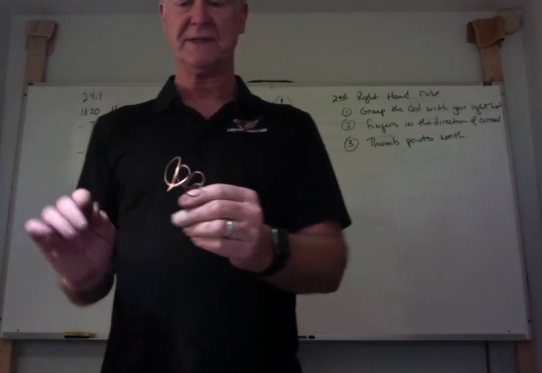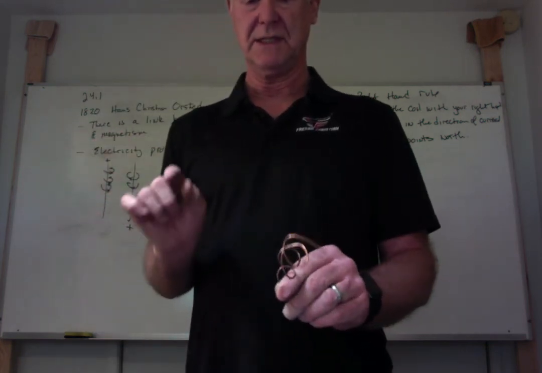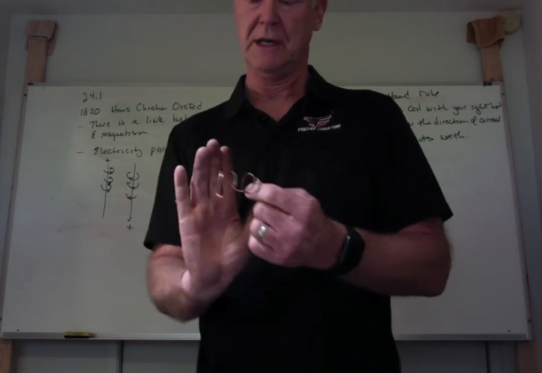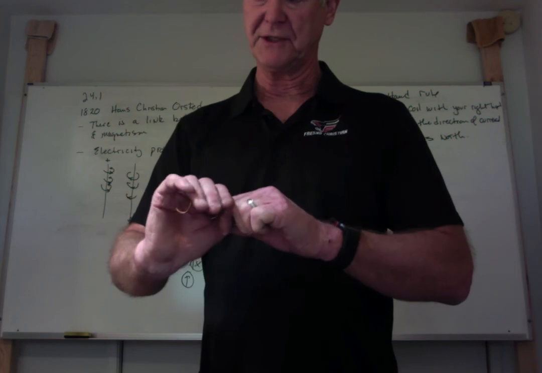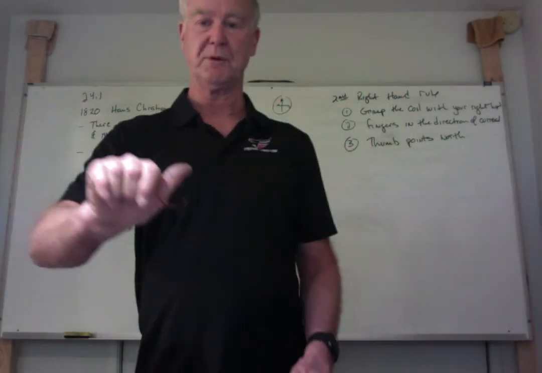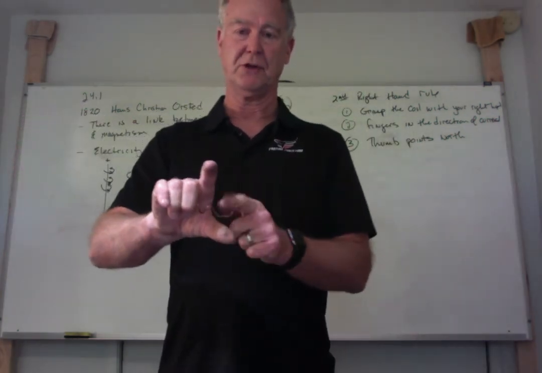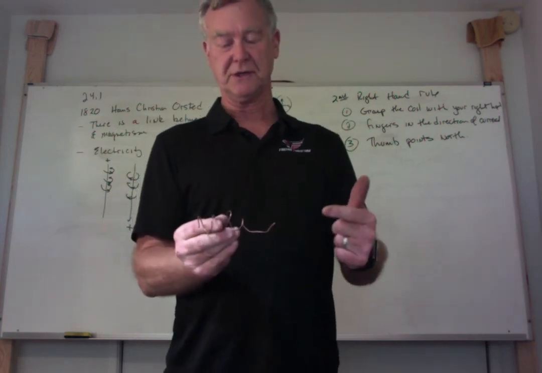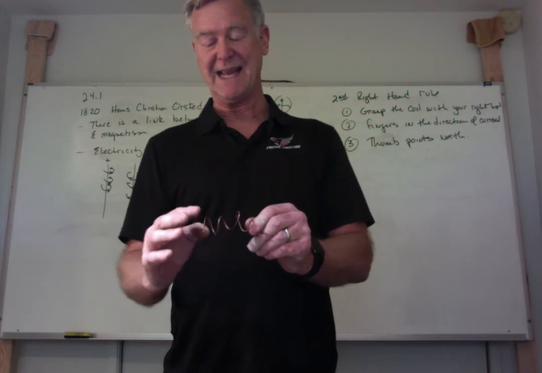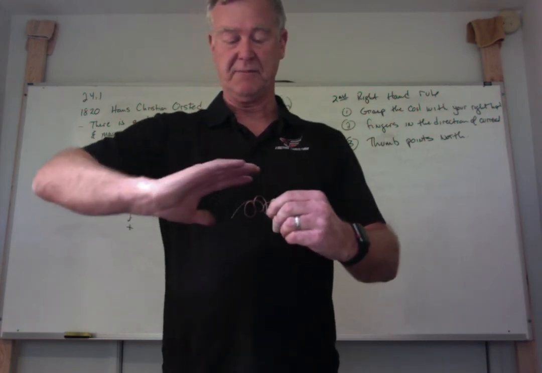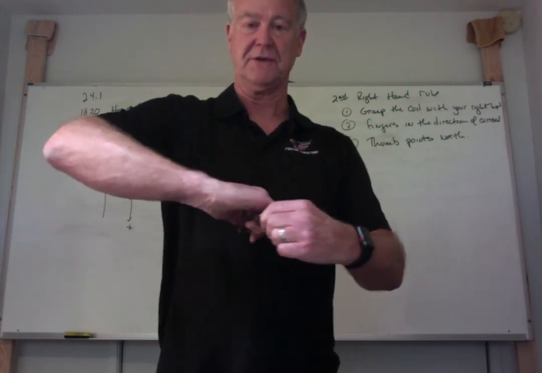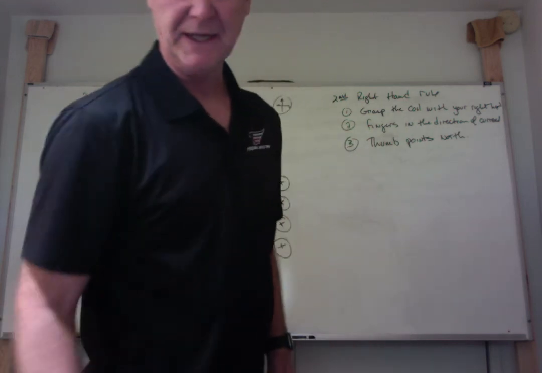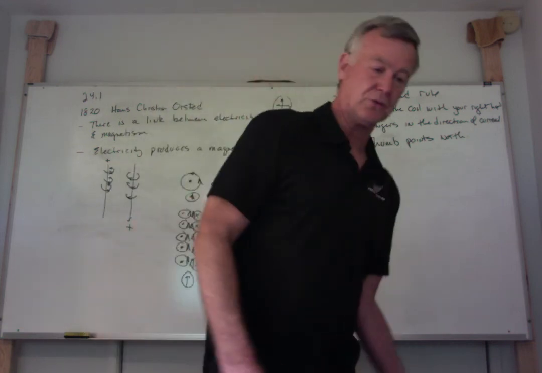What I would do is I would say which way is current flowing. If this is positive here, then the current is going to be flowing this direction, and my thumb would point north. So this end of the coil would be the north end. If I turned the electricity around, so this was the negative end, then my fingers would have the electricity flowing the opposite way, and my thumb would be pointing the opposite direction. And that's called the second right-hand rule.